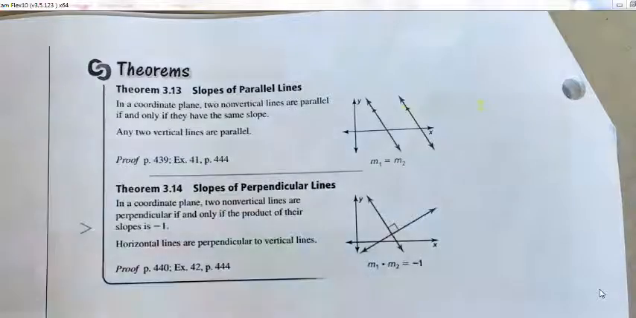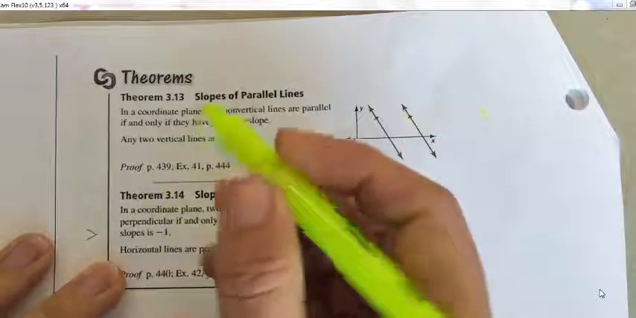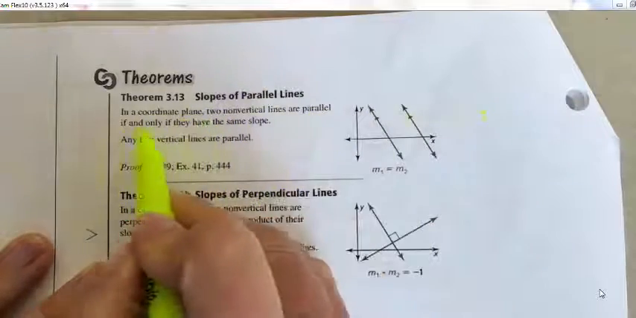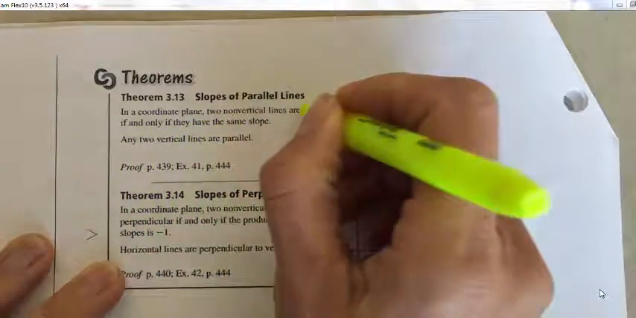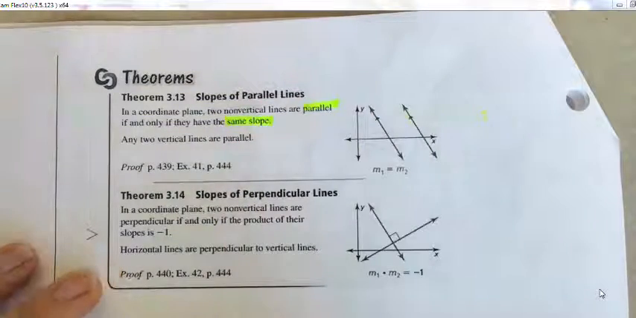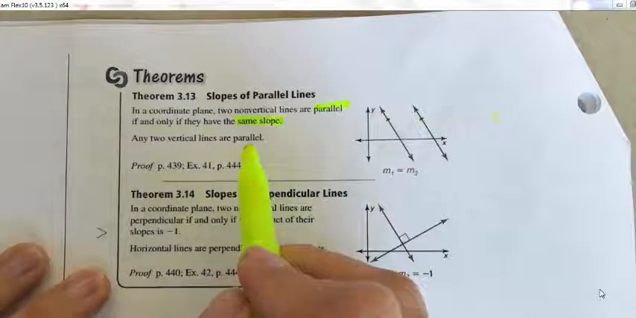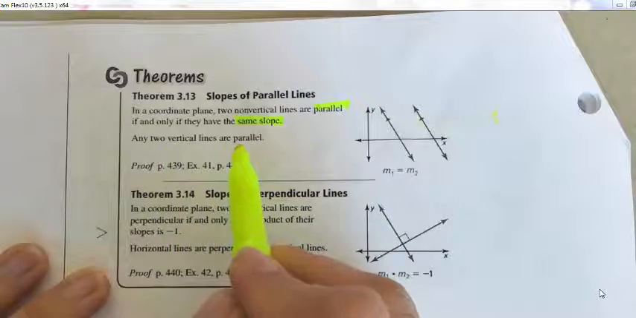So slopes of parallel lines, basically in a coordinate plane, two non-vertical lines are parallel if and only if they have the same slope. So parallel lines, same slope. And any two vertical lines are parallel, right? Also any two horizontal lines are parallel.